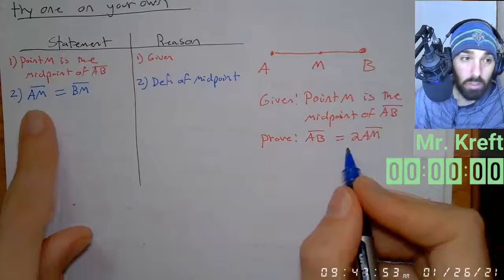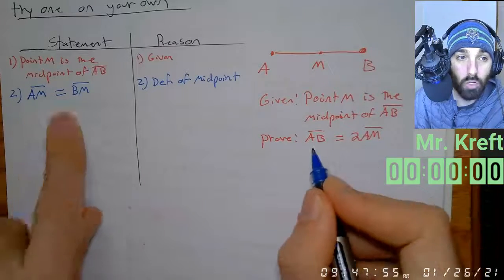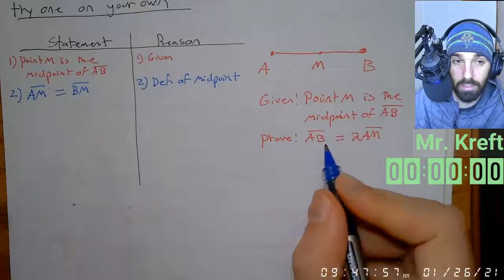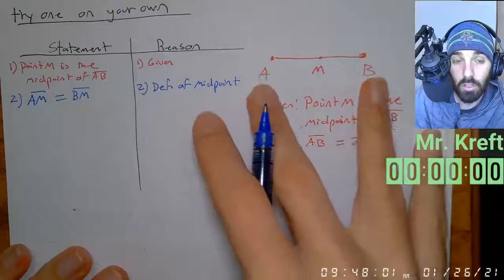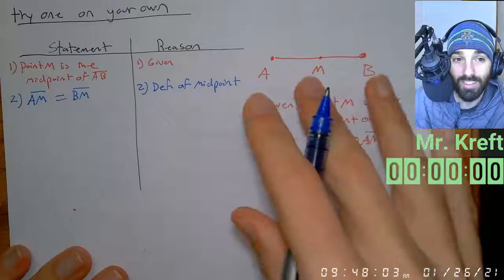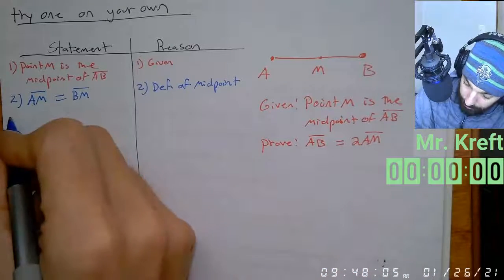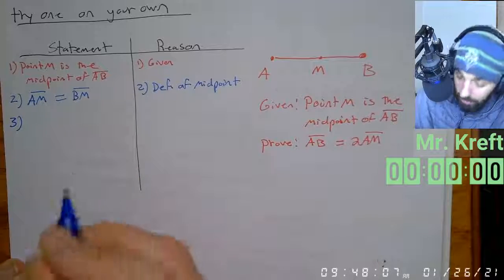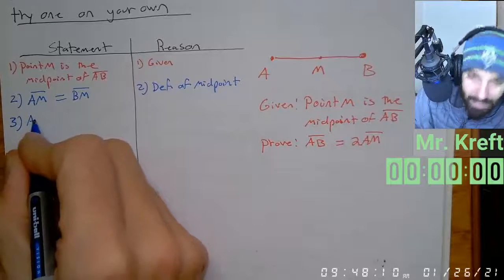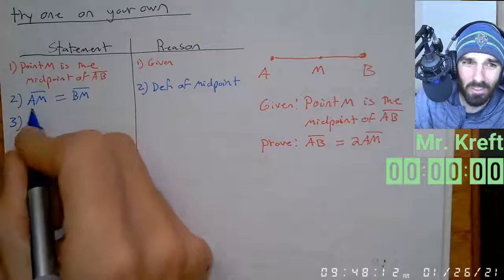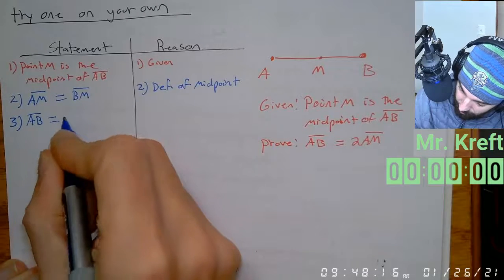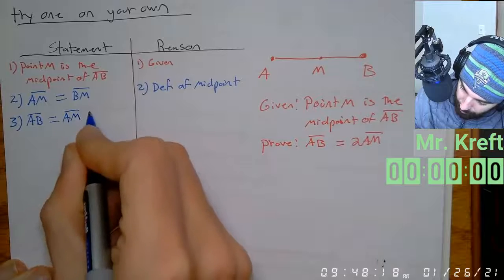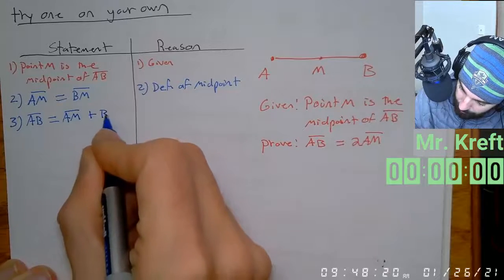Well, I do have an equation with AM, but I don't have an equation with AB. So AB is a segment. Okay, but I notice AB is a large segment and there's two small ones inside of it. So I'm going to use angle addition. I'm going to say, not angle addition, segment addition. These are segments. So segment AB is actually the sum of segment AM plus segment BM.